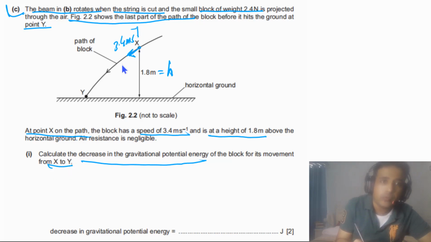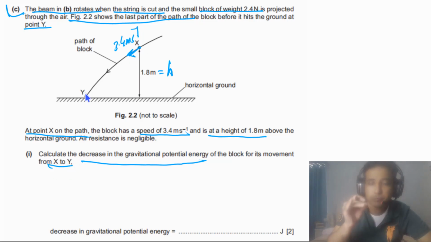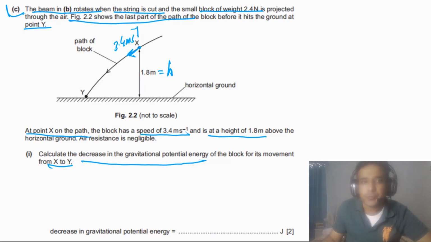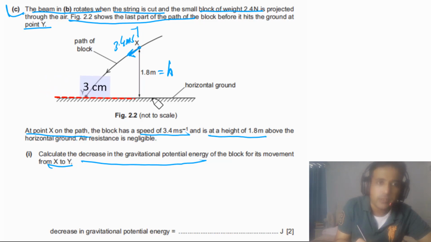Means when the block moved from X to Y, how much GPE has been decreased. So pretty straightforward question. In order to answer this question, first of all, we can decide our reference line. So this is our reference line, and here we will take H is equal to 0. Now simply we need to calculate decrease in GPE, so we can write down delta GPE.